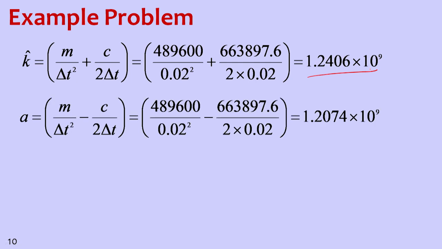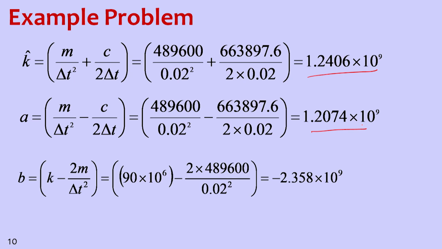Similarly, we have another constant, A, which is calculated as m by delta t square minus c by 2 into delta t, which is coming around 1.2074 into 10 to the power of 9. Similarly, B is calculated as k minus 2m by delta t square, where k is 90 into 10 to the power of 6 minus 2 into 489600, which is the mass of the structure, by 0.02 square, which is coming around minus 2.358 into 10 to the power of 9. These three values are constant throughout the problem, specific to that problem.